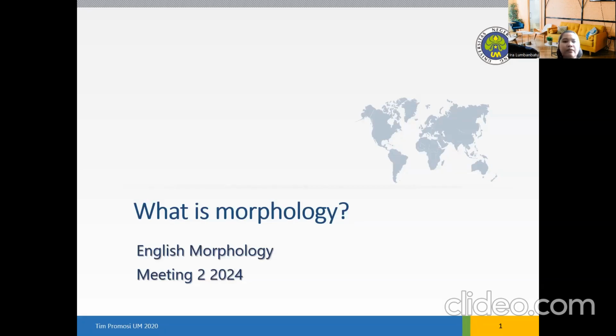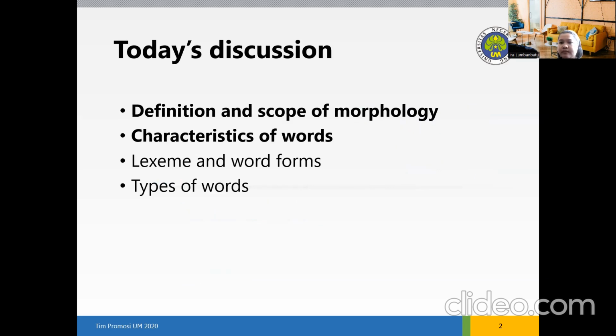Hello everyone. Today we are going to learn about morphology. There are two things that we are going to discuss in this meeting. The first one is the definition and scope of morphology, and its characteristics of words in morphology.